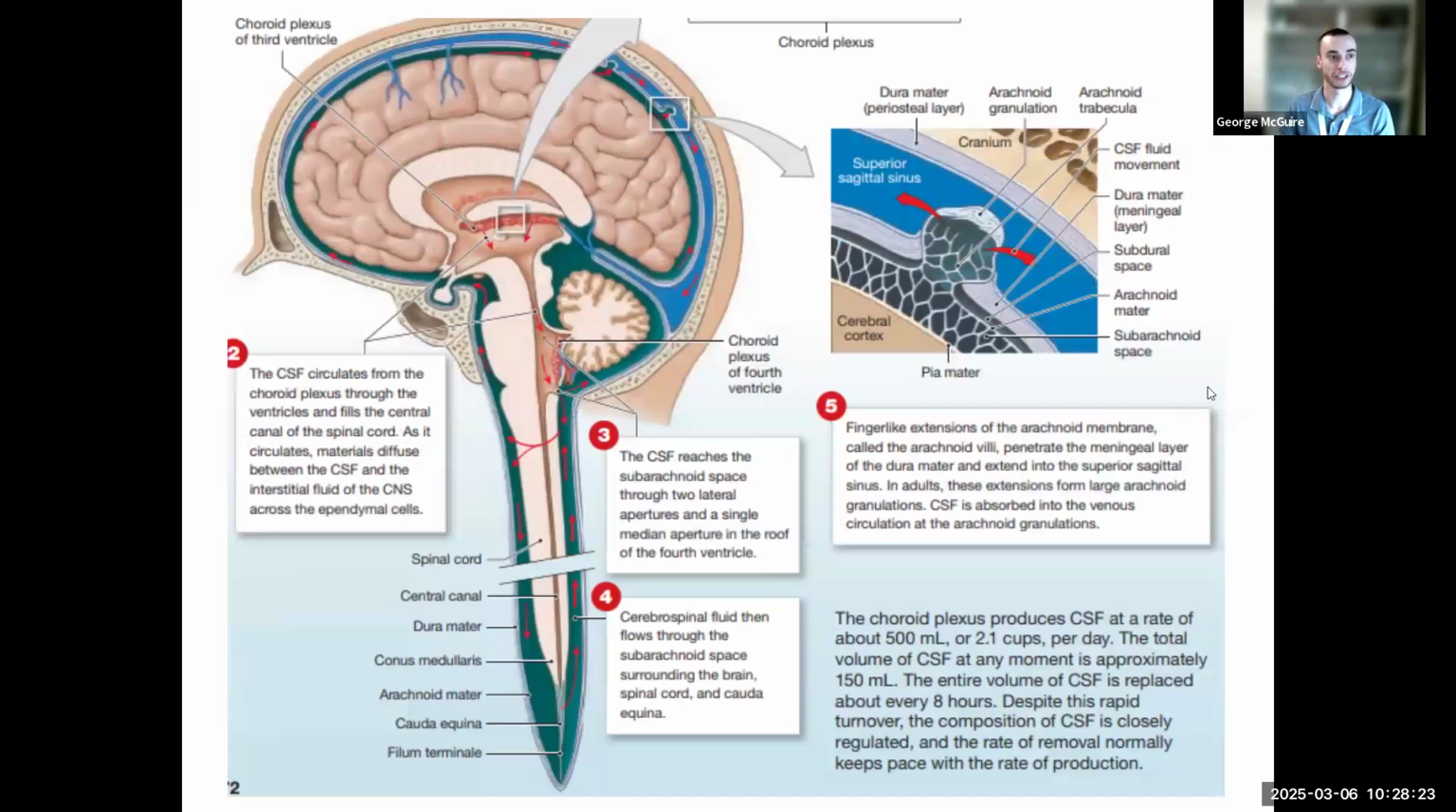And then this diagram is just giving you a look at that overall flow of how CSF is moving through the entire central nervous system, from the choroid plexi through the lateral ventricle, the third ventricle, the fourth ventricle, into the central canal, and then even how those are exchanging into places like the subarachnoid space or the dural sinuses in order to allow for some exchange with the cardiovascular system.